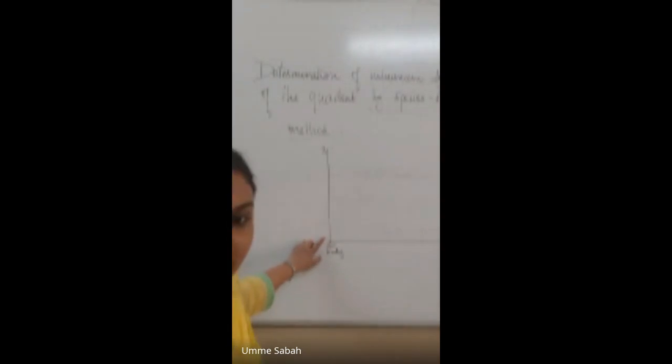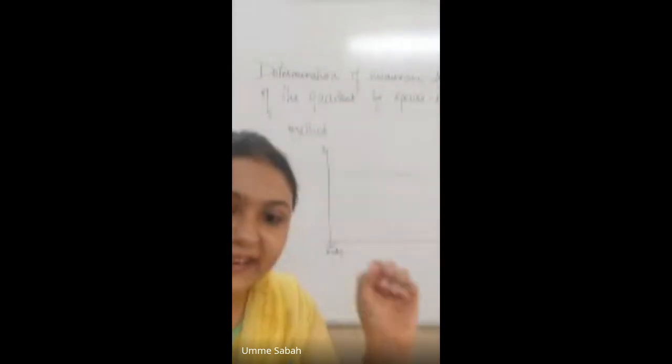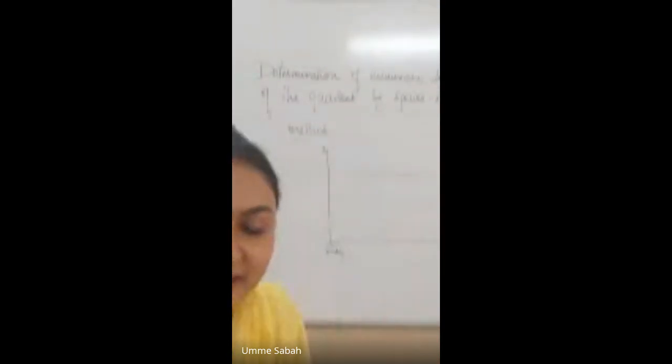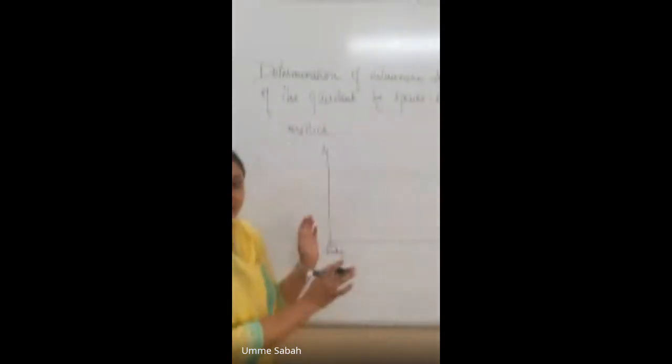From the 0 reading, keep your scale and take 10 centimeter. This is just a design for you. You write there 10 centimeter. It can be less than 10 also, but the first reading should be 10 centimeter. I am not measuring. I am just designing it.